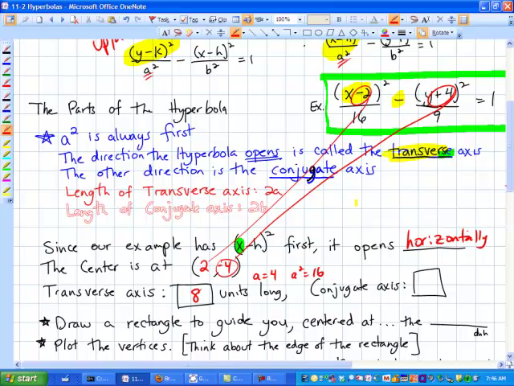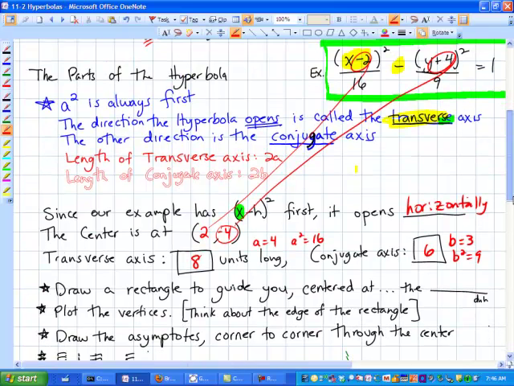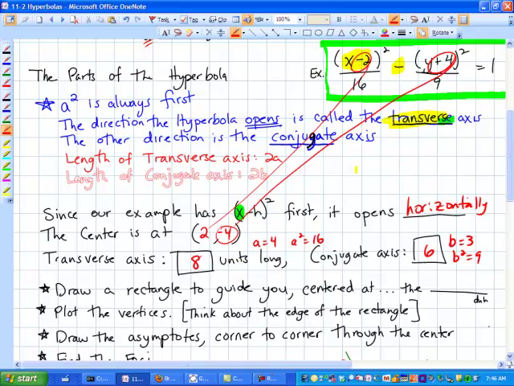And the conjugate axis, which is the one going in this case vertically, would be the value of B, which, because B squared was 9, B is equal to 3, so this thing must be 6 units long. Okay, so we're going to have to start by drawing a rectangle centered at the center.